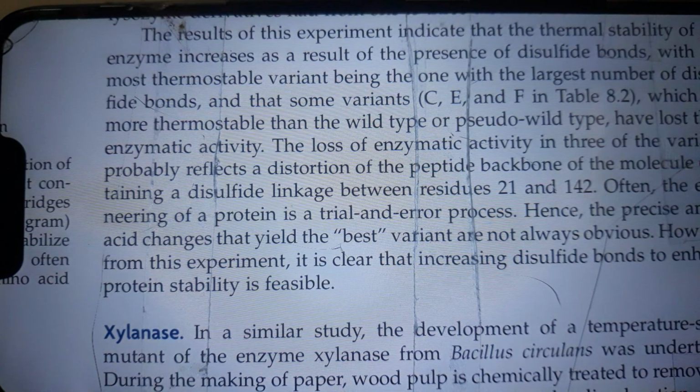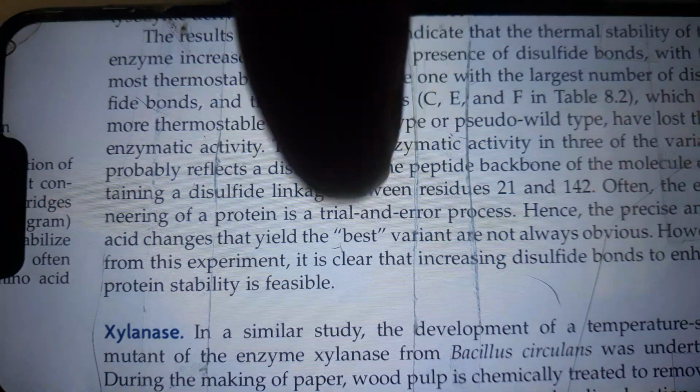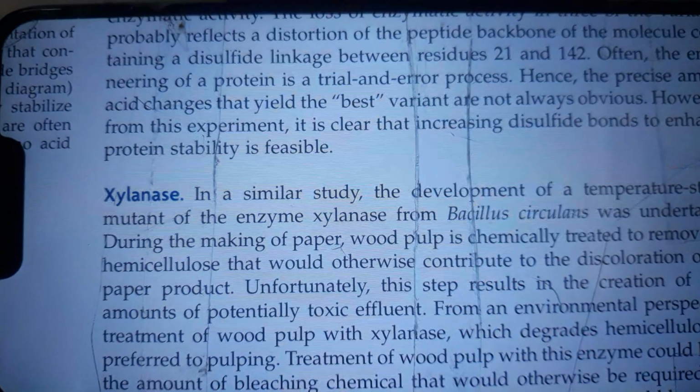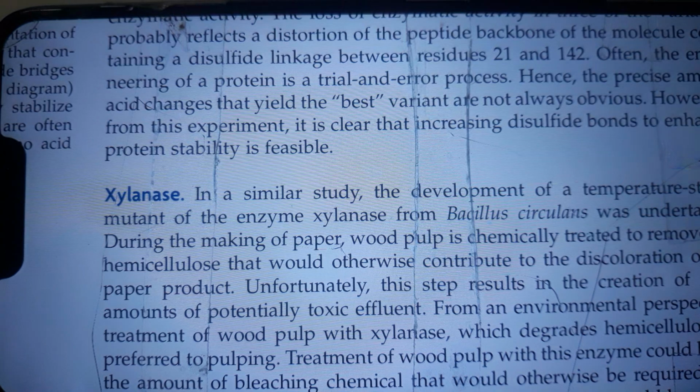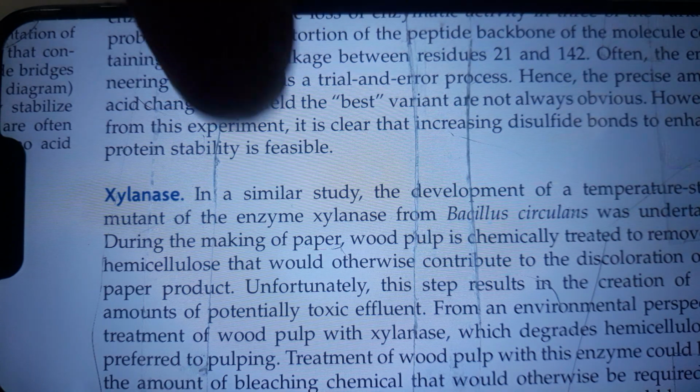The loss of enzymatic activity in 3 of the variants probably reflects a distortion of the peptide backbone of the molecule containing a disulfide linkage between residues 21 and 142. Often the engineering of a protein is a trial and error process, hence the precise amino acid changes that yield the best variant are not always obvious. However, from this experiment, it is clear that increasing disulfide bonds to enhance protein stability is feasible.